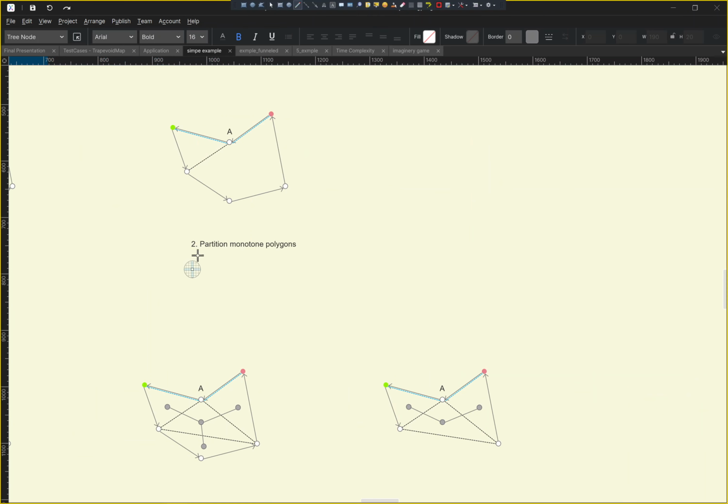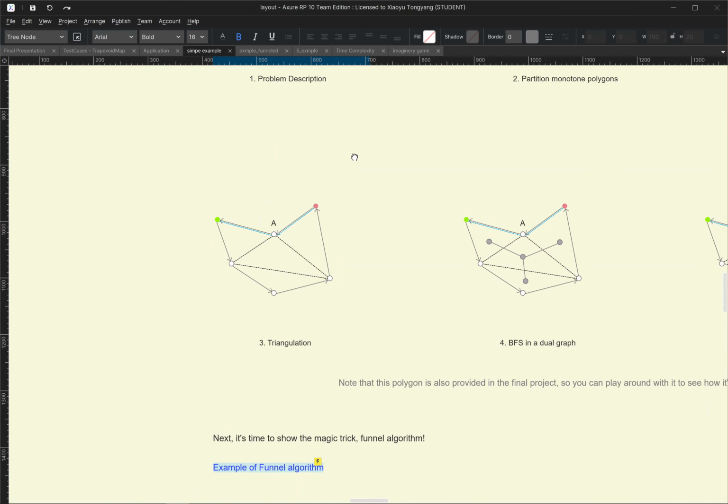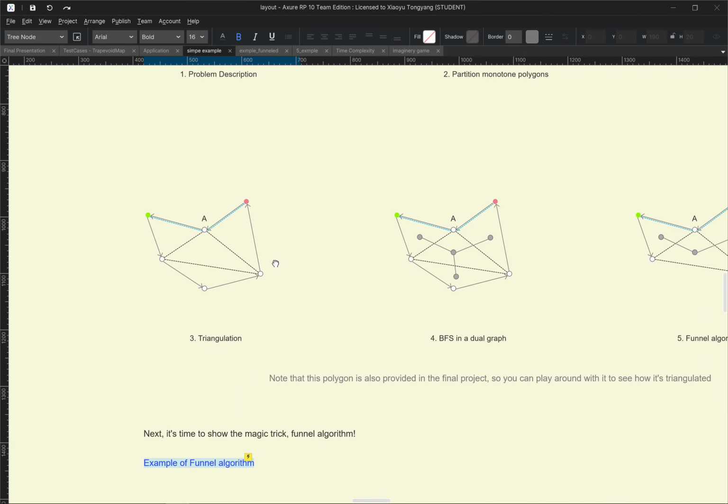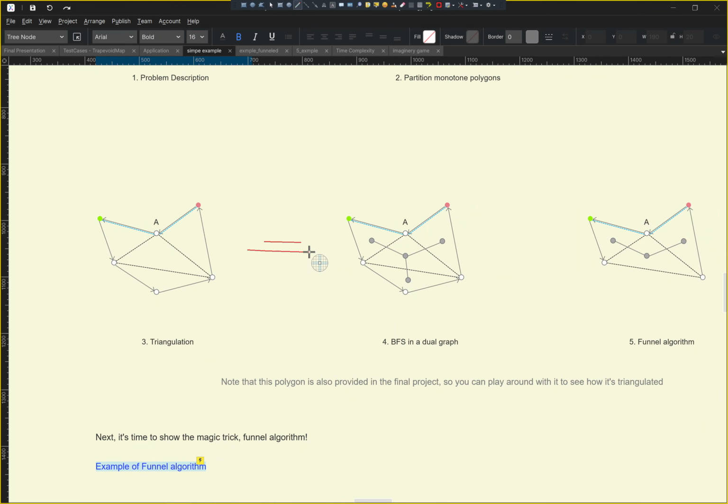First, we partition the polygon into monotone polygons. So we add an internal diagonal, and we get two monotone polygons. And then we triangulate each monotone polygon. After partitioning into monotone polygons and triangulation, we get four triangles. After this, we convert those triangles into a dual graph. So these gray vertices and the edges connected between them are our dual graph.